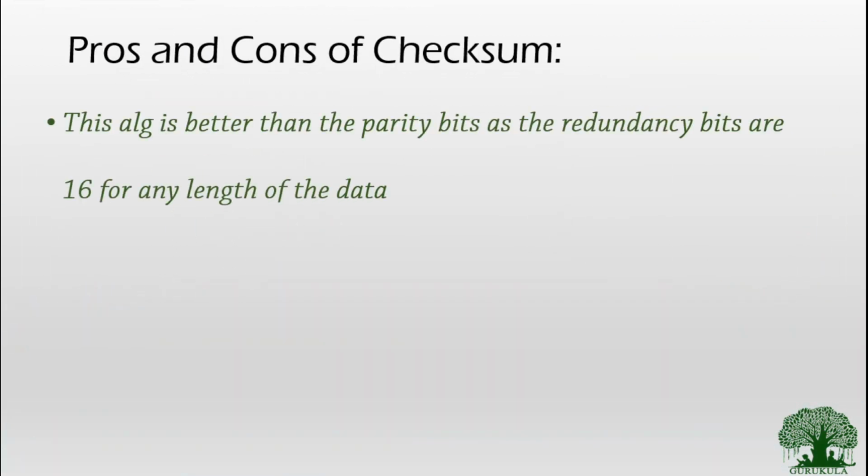So coming to the pros and cons of checksum, this algorithm is far better than the parity bit algorithm, as for the redundancy bits, we can use a maximum of 16 bits of checksum. A 16 bit checksum is more than enough for any length of data that we can transmit. So 16 bits of redundancy is more than enough to detect the errors, and that is a very good trade-off between the number of bits in data and the number of bits in the redundancy.